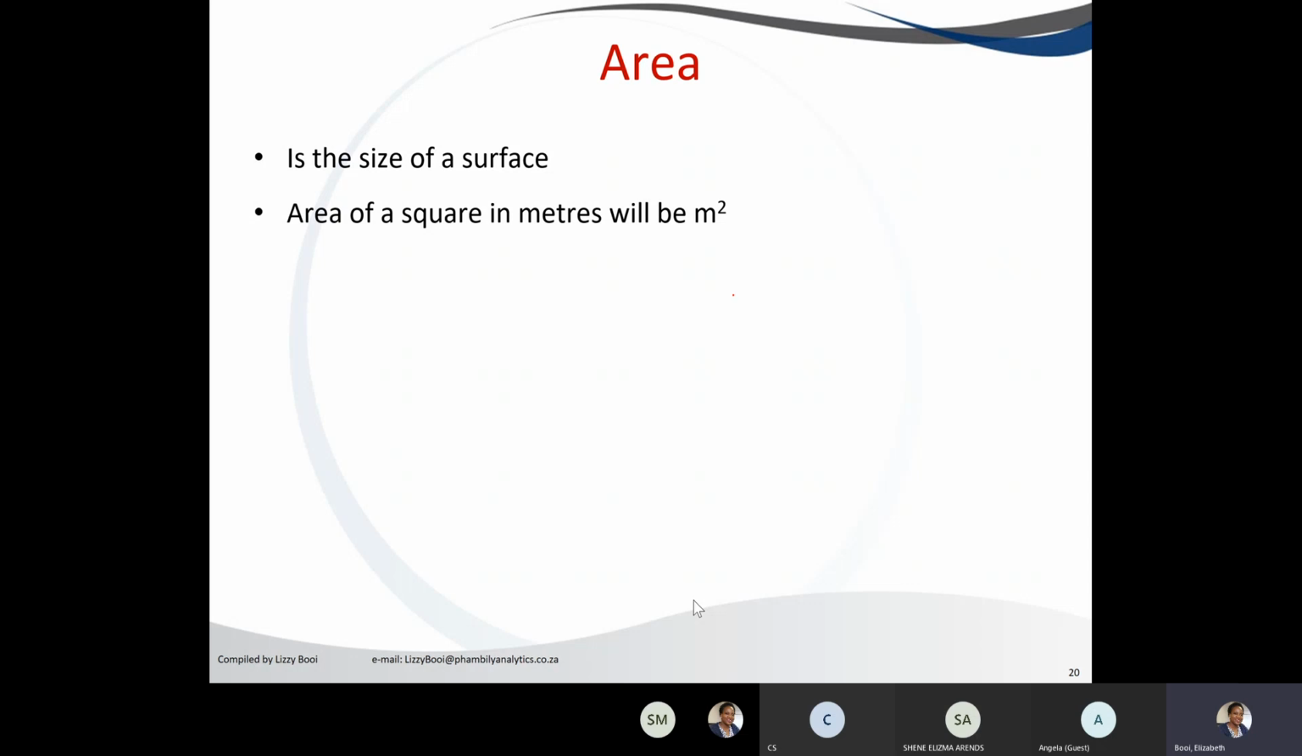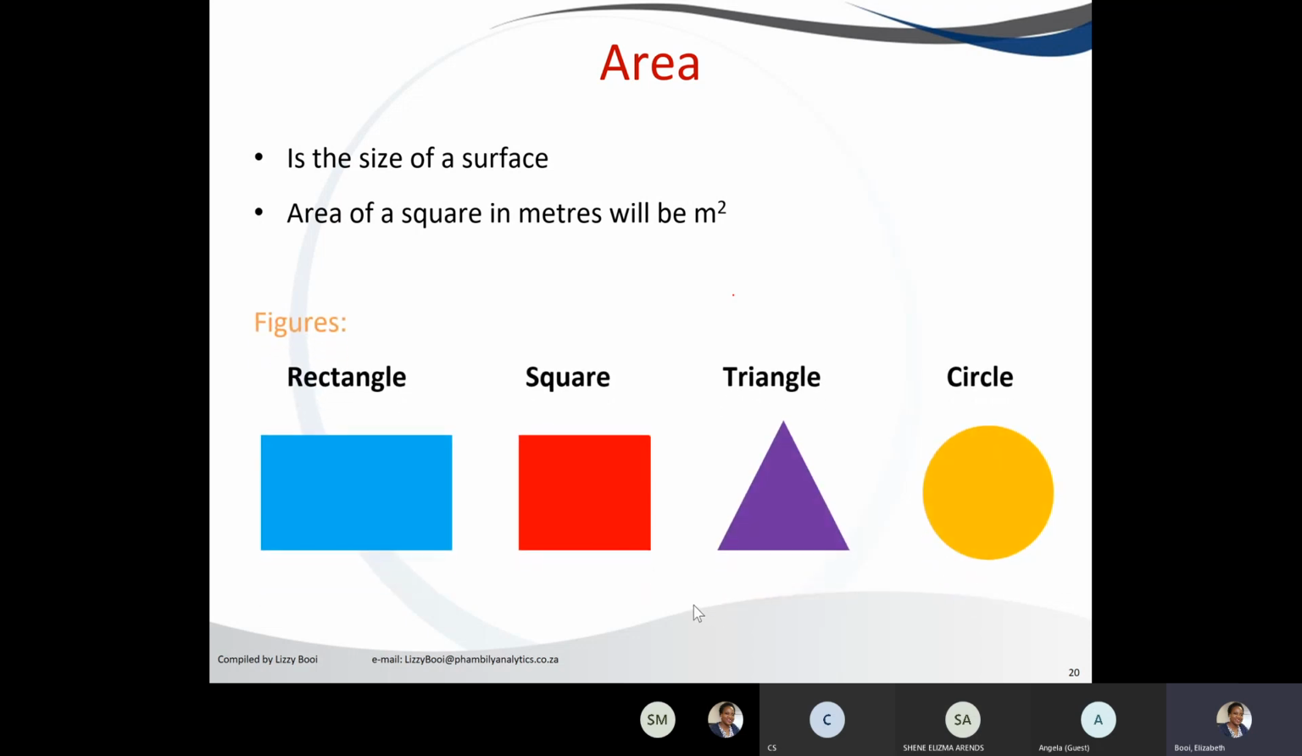If we calculate the length or the area, sometimes we use meters, and it's represented by the meter squared because we are multiplying things. We're no longer adding, we're going to be multiplying things together. So we're going to calculate the area for the regular shapes, which are the rectangle, the square, the triangle, and the circle.